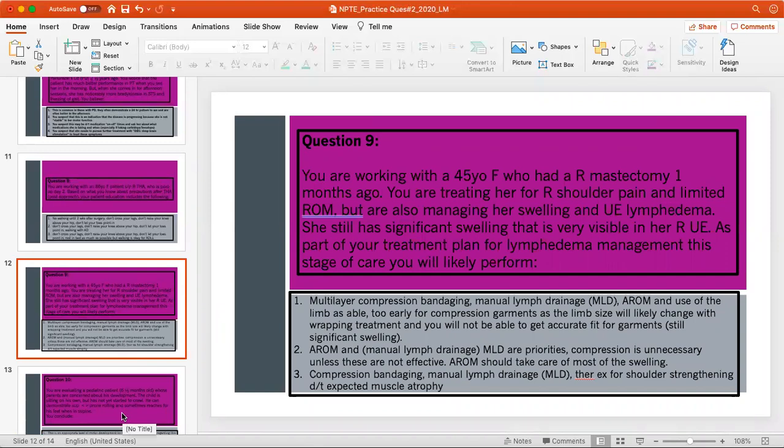So question number 9, you're working with a 45-year-old female who had a right mastectomy 1 month ago. You're treating her for right shoulder pain and limited range of motion, but you're also managing her swelling and upper extremity lymphedema.